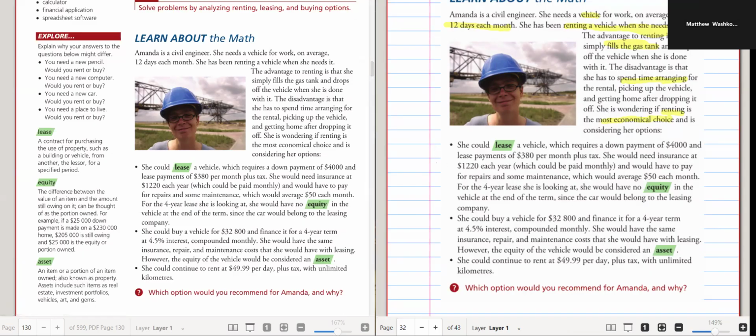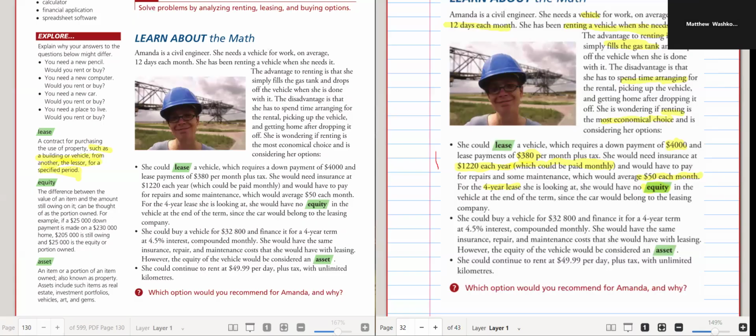So she has a couple options. Option one, she could lease a vehicle, right? What's lease again? That's I'm renting it for a little bit of time and then I give it back to you. So I can lease a vehicle which requires a down payment of $4,000. She pays $280 a month plus tax. She needs insurance at $12,020 each year, which would be paid monthly, and she would have to pay for repairs and maintenance, which would be about $50 a month. For her 4-year lease, she would have no equity in the vehicle at the end of the term. She owns nothing of the vehicle, right? She doesn't own any portion of that vehicle in any capacity at any point.